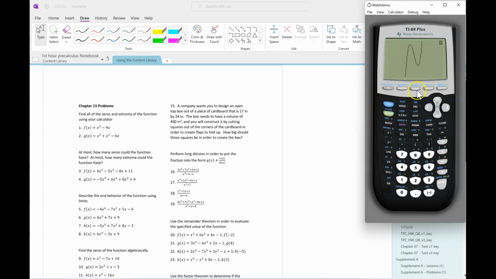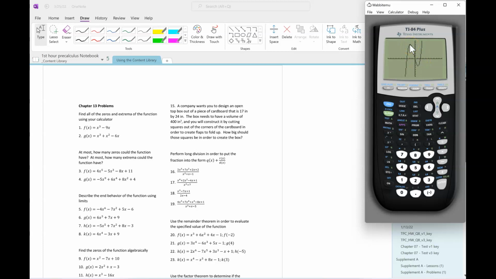And oopsie-daisy, I have my axes off because I turned them off for a different class. So turn that back on. It's unlikely that would be your situation. I don't think there's any reason why any of us would have turned the axes off. Anyways, so here's my graph.